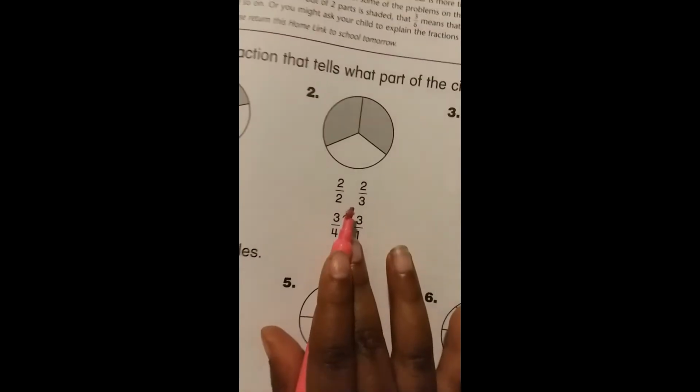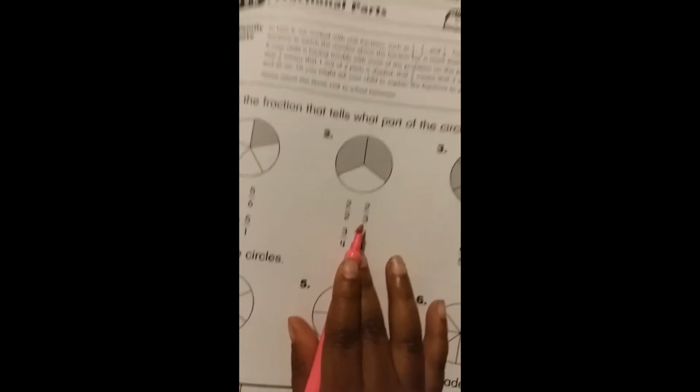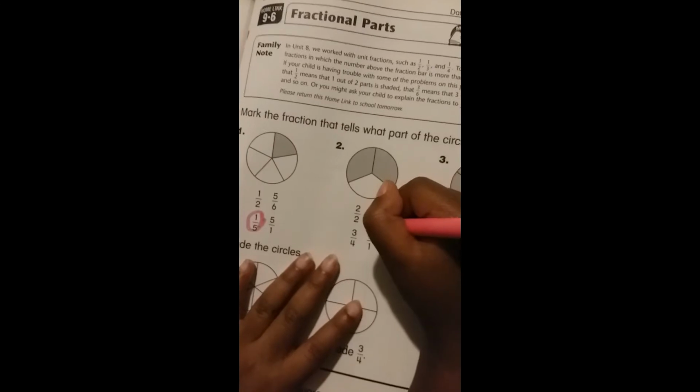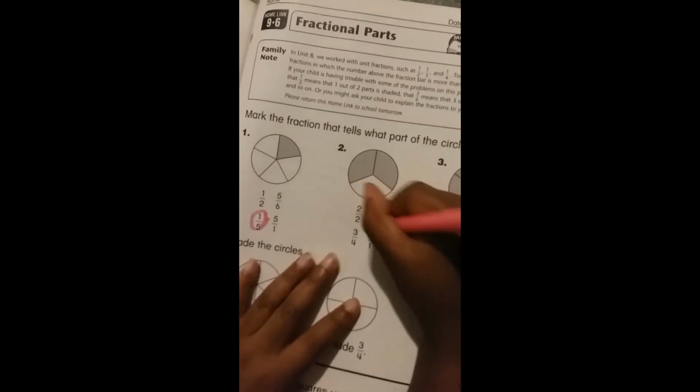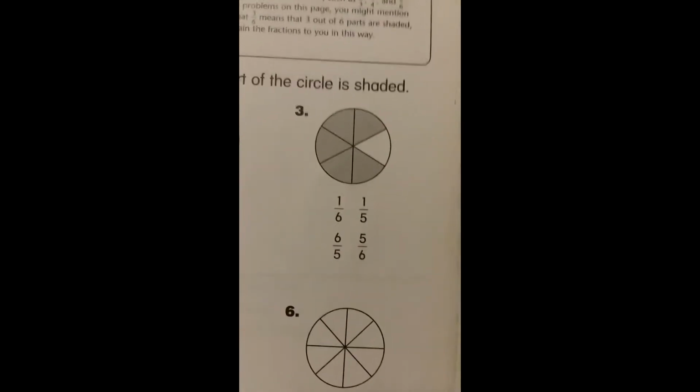2/3 is what we would say. Which one? Which one? The top one or the bottom? Which one are you pointing at? This one, the 2 and 3. Yes. Circle it. There. Good job. It looks like a door. So now we're on to number 3.